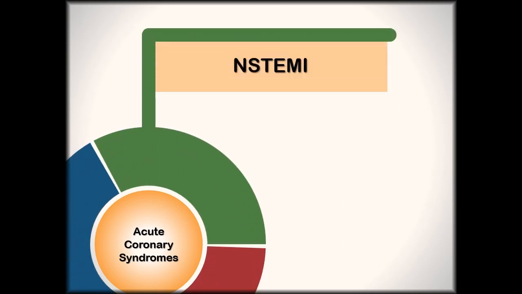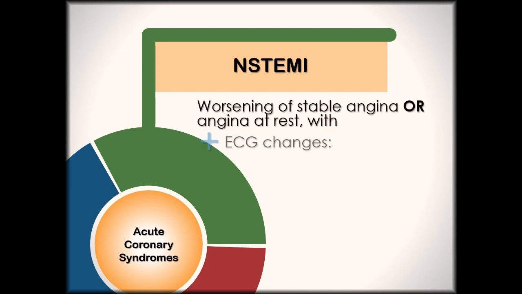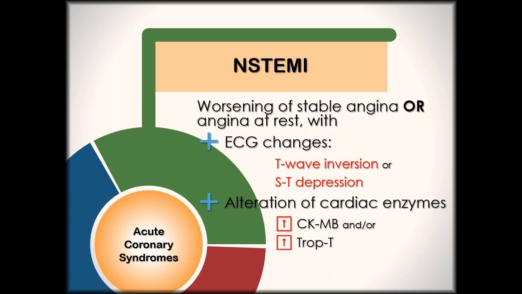The second type is a bit more severe. This is called a non-ST elevation MI, and in this case, the worsening of stable angina or angina at rest occurs together with some sort of ECG changes, such as T-wave inversion or ST depression. Furthermore, there are also alterations of cardiac enzymes, which are elevation in CK-MB or troponin T.